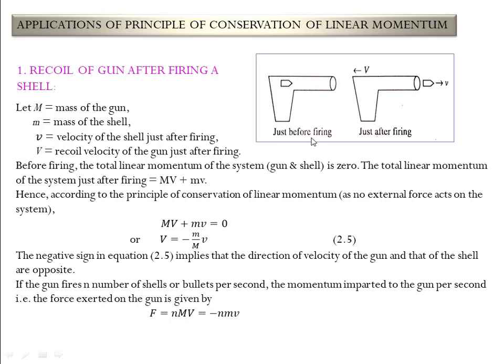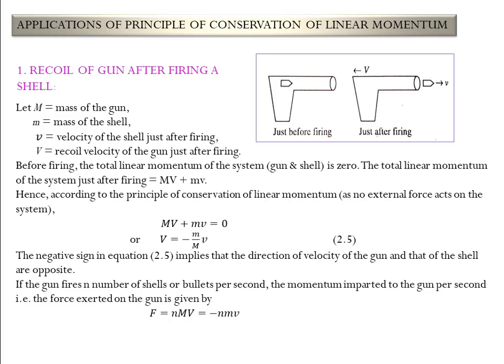Now, look at this figure. Before firing, both the bullet and the gun are at rest, so the total momentum of the system is 0. Immediately after firing, small v is the velocity of the bullet and capital V is that of the gun. So the total momentum of the system immediately after firing is capital M into capital V plus small m into small v. That is equal to the initial momentum, which is 0, and we get an expression for the recoil velocity of the gun in the form of equation 2.5.